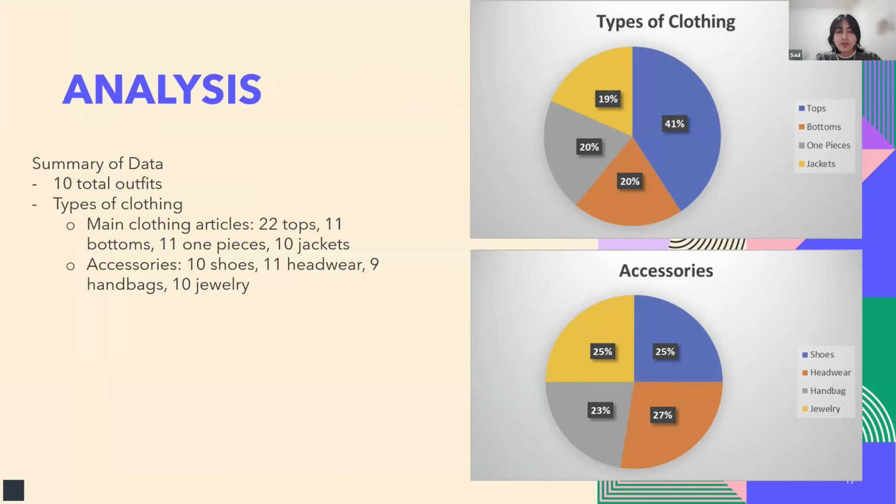So here are two pie charts showcasing the different types of clothing and accessories that we have. For tops, bottoms, one pieces, and jackets, you can see that the majority of types of clothing are tops at 41%, followed by bottoms and one pieces, which are tied, and then jackets at 19%. So there are 22 tops, 11 bottoms, 11 one pieces, and 10 jackets. And then for the accessories, it's pretty even across the board for shoes, headwear, handbags, and jewelry. So that's 10 shoes, 11 headwear, 9 handbags, and 10 jewelry.